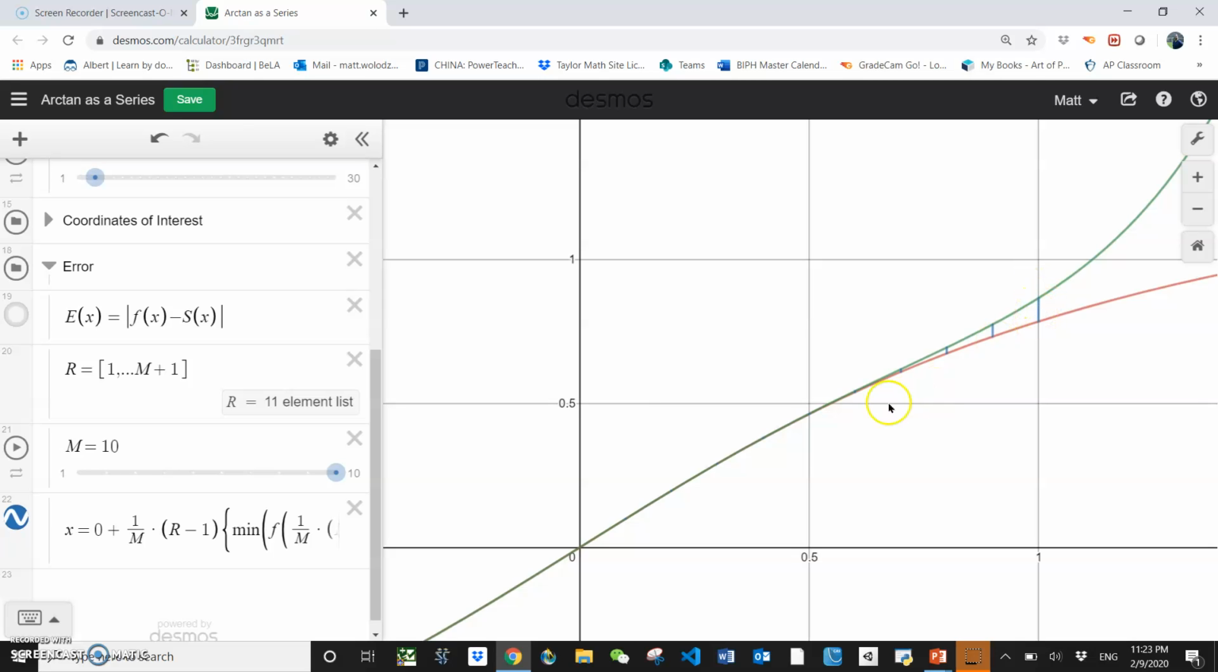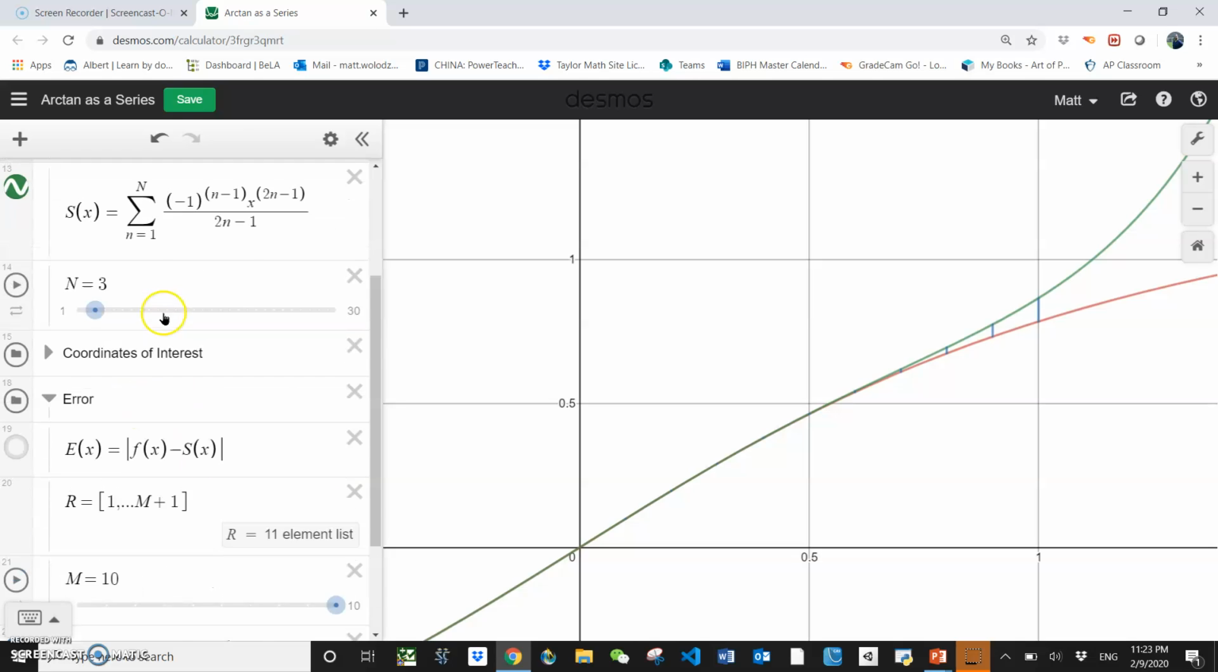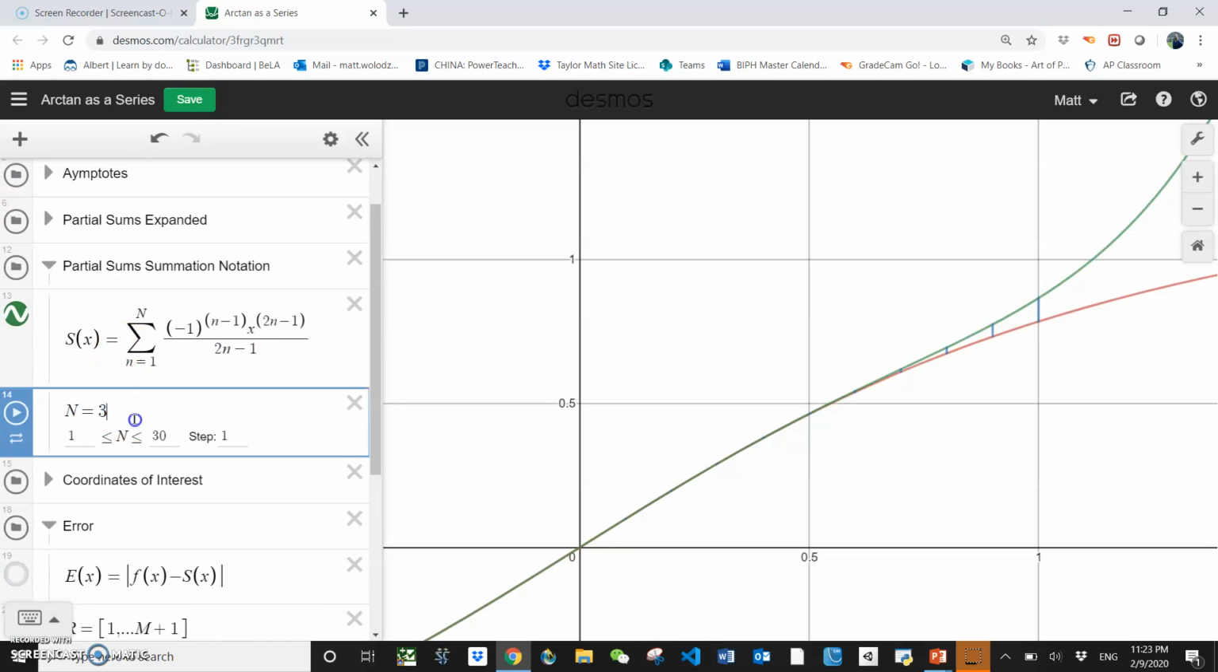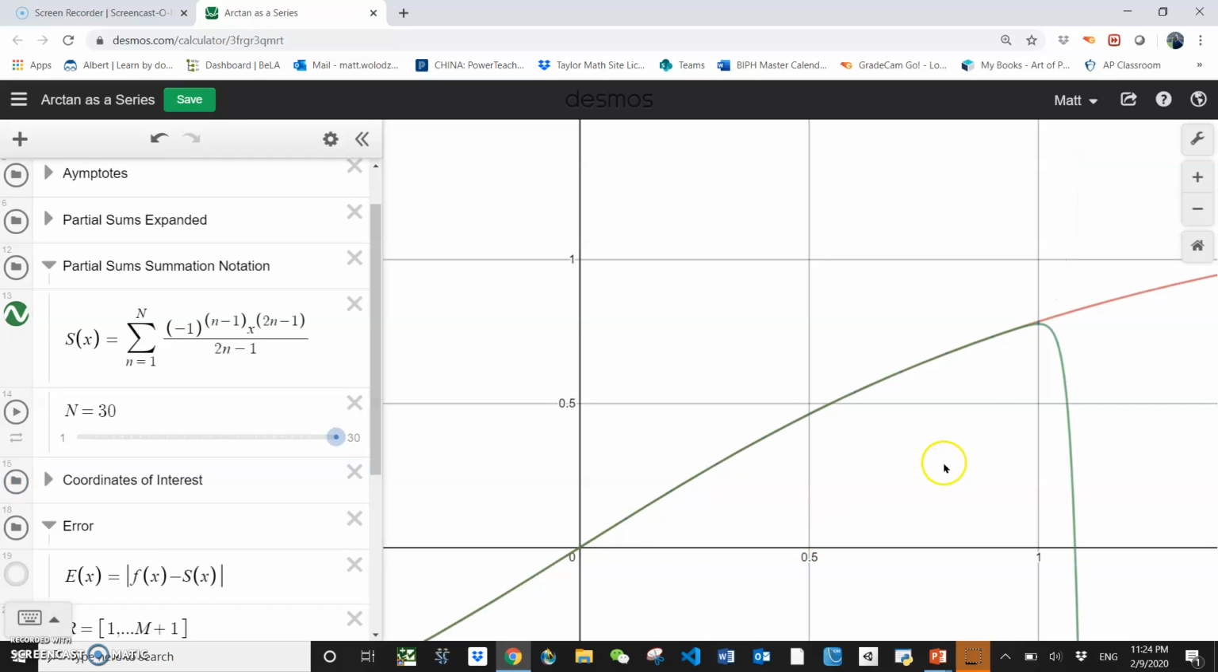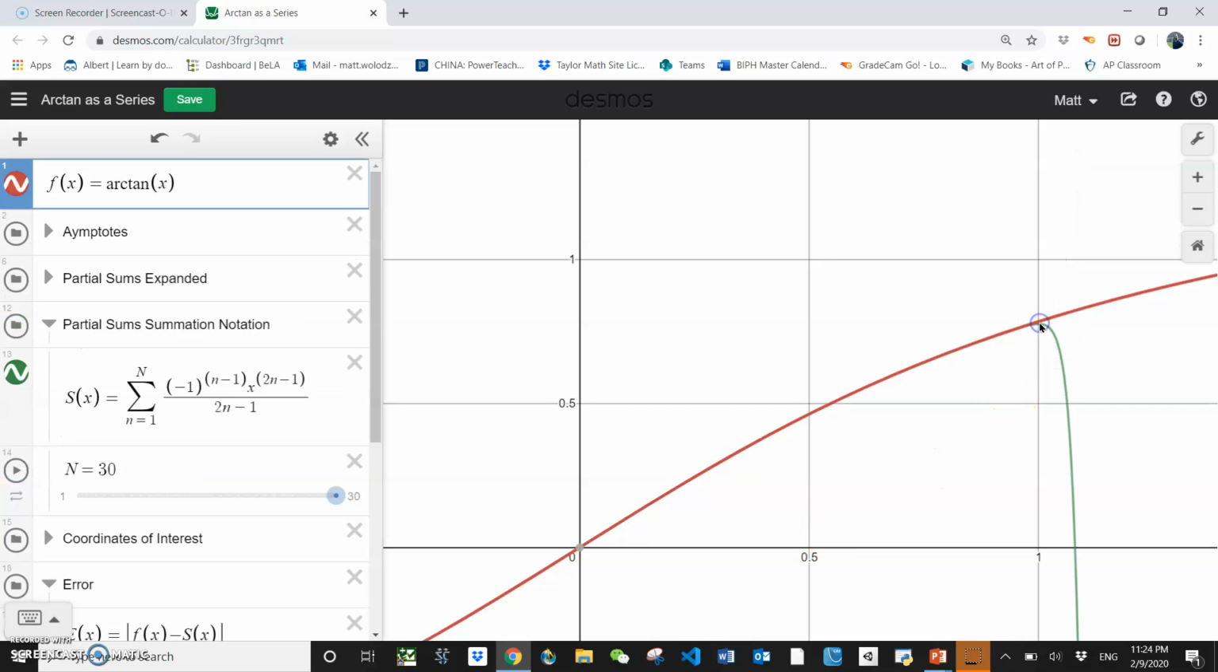Now that is because as you get away from 0, the center of convergence, and you head towards the boundary of the interval of convergence, the amount of error is slowly going to increase. Now here, we're only using 3 partial sums. Even if I were to increase the number of partial sums, let's say all the way to 30, right? It's still not very good at the end.